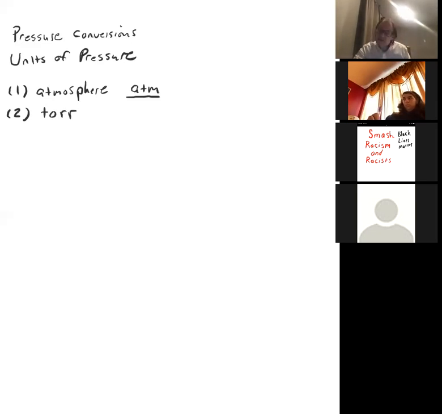Okay, now here's the trick about the torr. There are two ways of calling it a torr, and it's just one of these confusing things about the history of science. Sometimes torr is also called millimeters, mm for millimeters of mercury. So they're the same thing. mmHg is just shorthand notation for millimeters of mercury. The torr and the millimeter of mercury are the same unit, okay?